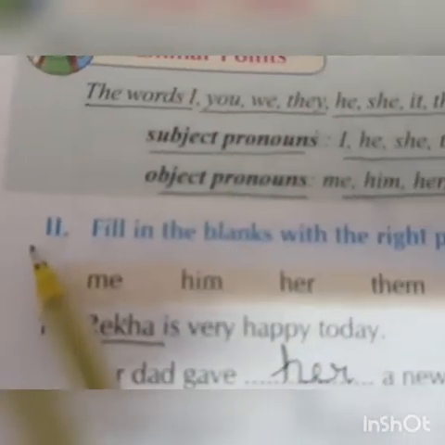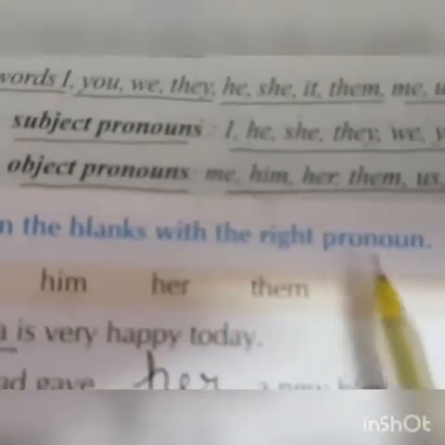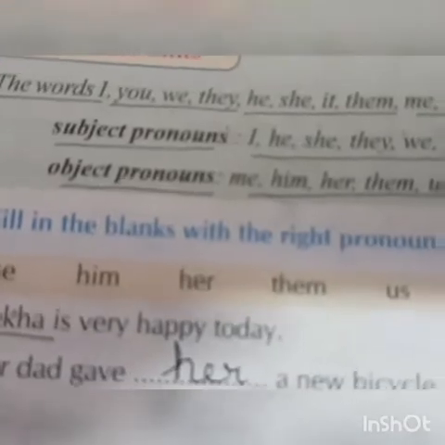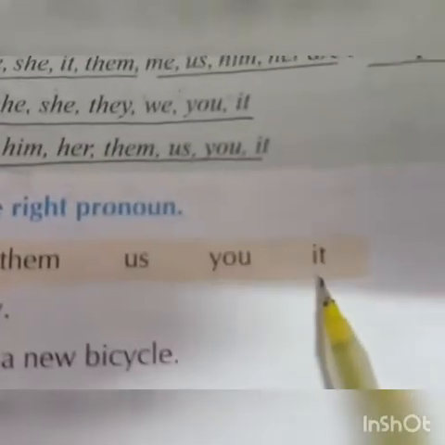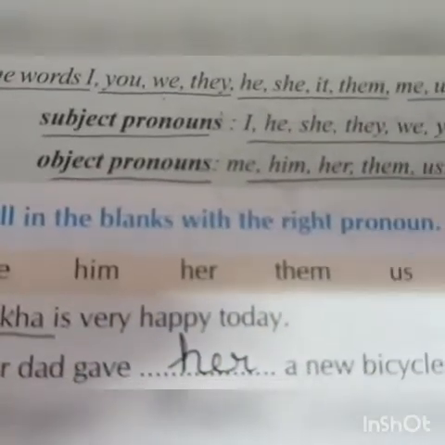जिसके बारे में या जिस थिंग के बारे में हम बता रहे हैं वो ऑब्जेक्ट है और जो कह रहा है दैट इज द सब्जेक्ट प्रोनाउन. Now this is your question number 2. Fill in the blanks with the right pronouns. Here you can see in the box few pronouns are given. These are all the personal pronouns that are given: me, him, her, them, us, you, and it. So these are all the personal pronouns that have been given.